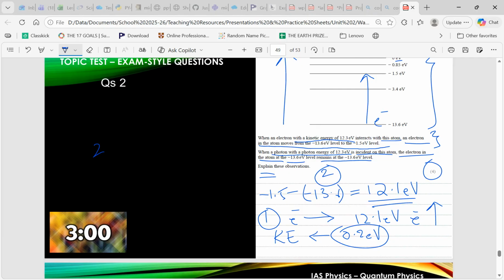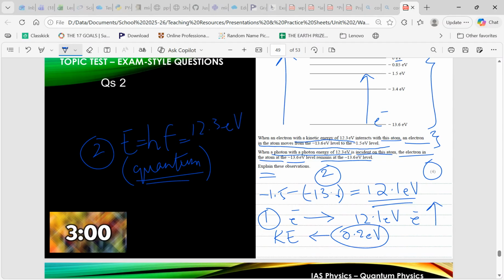Now let's try and explain situation number 2, where we have not a moving electron but a photon. And if you remember, the energy of a photon is given by hf, and a photon is nothing but a packet or a quantum of energy. And we have discussed earlier that a photon can be either completely absorbed by an electron or it will not be absorbed by the electron at all. So let's look at the energy of the photon and compare it with the energy difference between the 2 levels. So the energy of the photon is given to be 12.3 electron volts, whereas the energy difference between the 2 levels, we calculated it to be 12.1 electron volts.